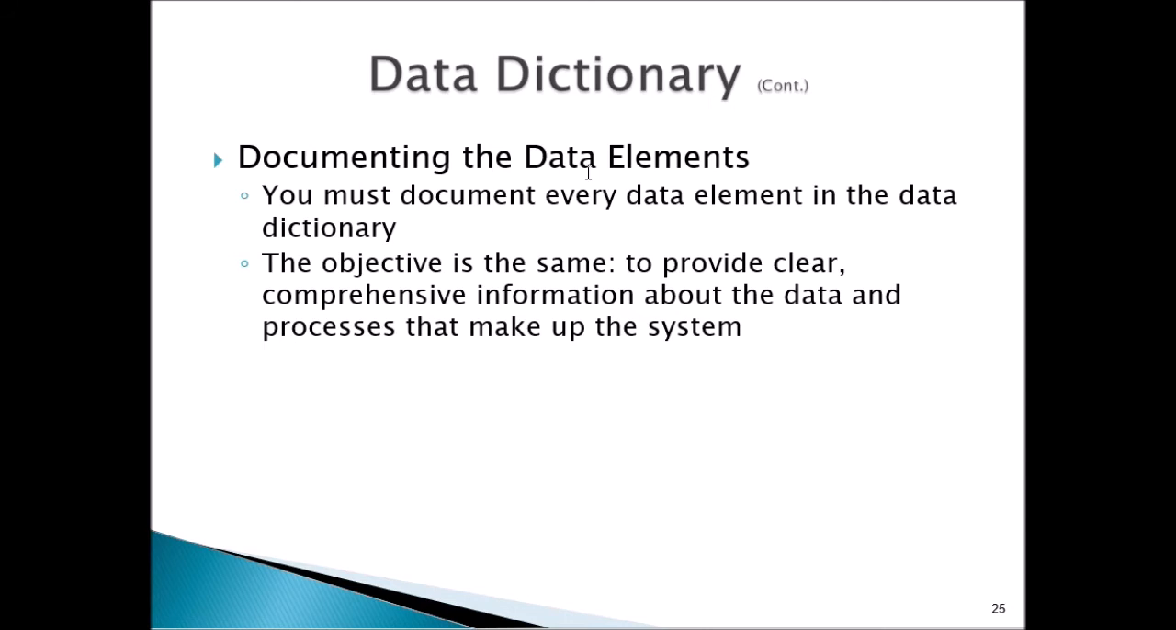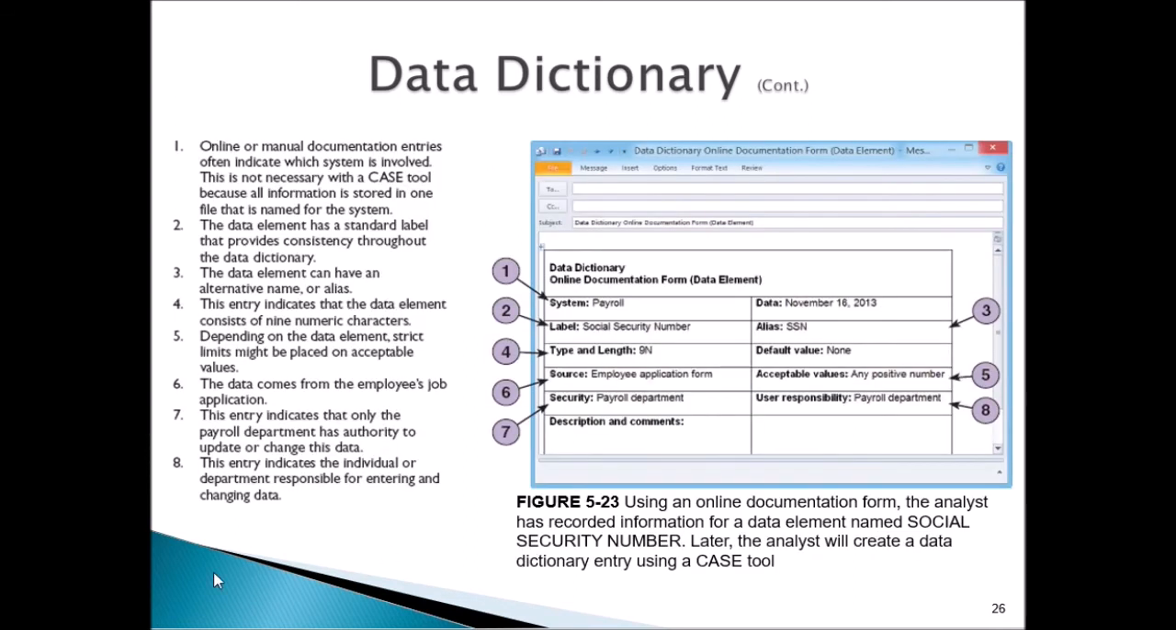Documenting the data elements. You must document every data element in the data dictionary. The objective is the same, to provide clear, comprehensive information about the data processes that make up the system. And that was a lot of wording and a lot of talk. Now let's take a look at what that actually looks like. So here is a sample form of online documentation.